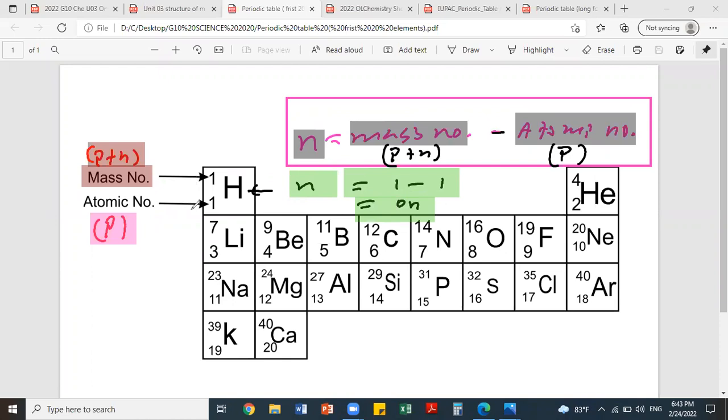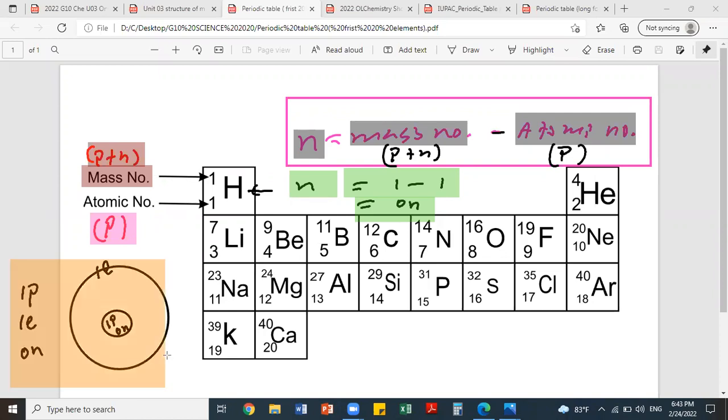Therefore, if I draw the hydrogen atom diagrammatically, the nucleus has only 1 proton, no neutrons, and the first energy level has only 1 electron. So 1 proton, 0 neutrons and 1 electron. Atomic number 1 gives 1 proton, and 1 electron because it's neutral. Protons and electrons are equal, and 0 neutrons. Look at the screen, everyone. This is how the hydrogen atom looks.